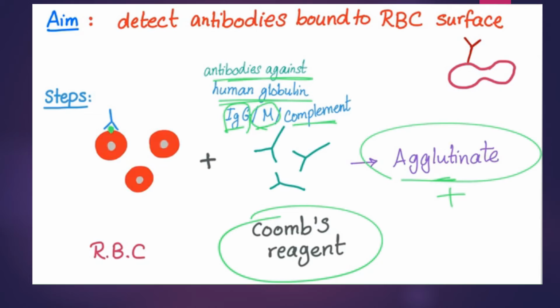Okay, why do we use direct Coombs test? We use direct Coombs test in many scenarios, such as to diagnose autoimmune hemolytic anemia, as you know. Also hemolytic disease of the newborn, as well as transfusion reactions.